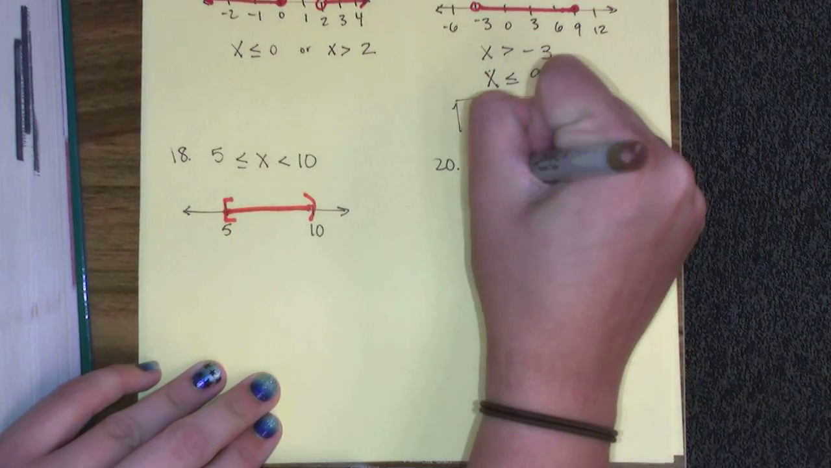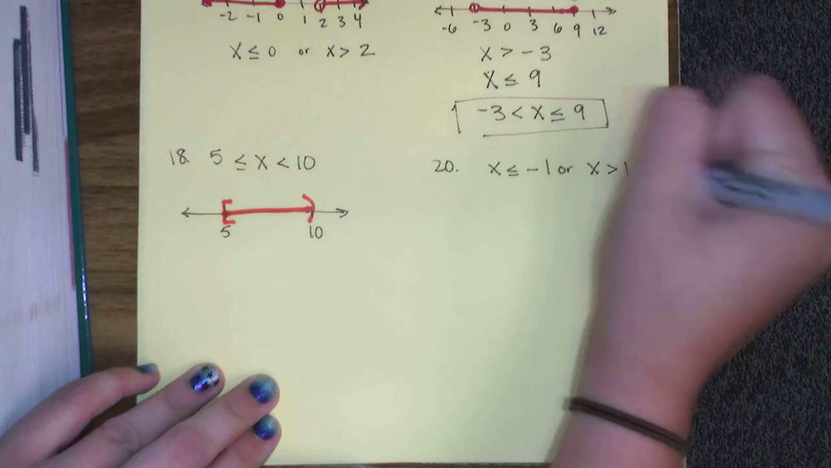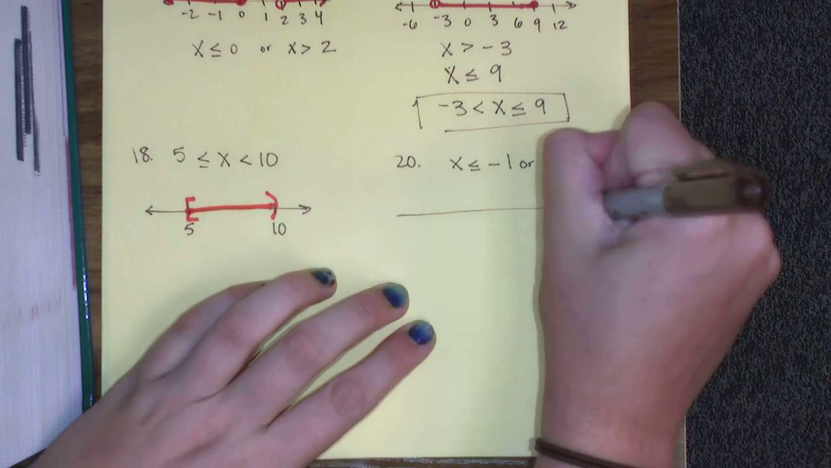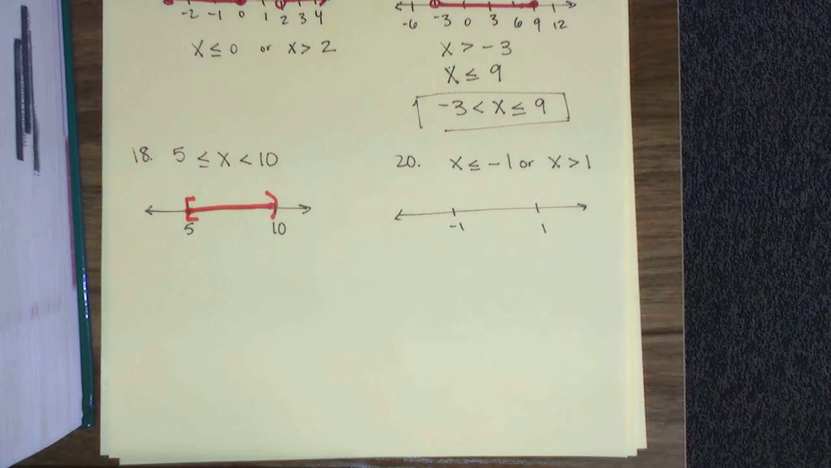X is less than or equal to -1, or x is greater than 1. So what am I expecting my graph to look like? Two things going opposite directions. So I'm going to just put my -1 and my 1. So what's happening at -1? It's going to the left and it's a bracket.